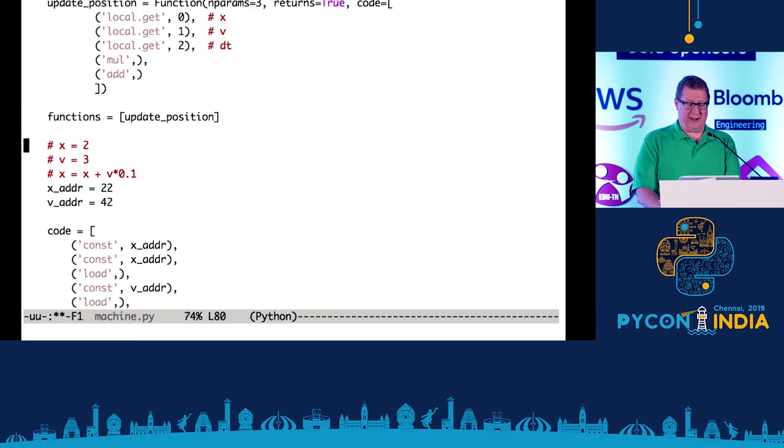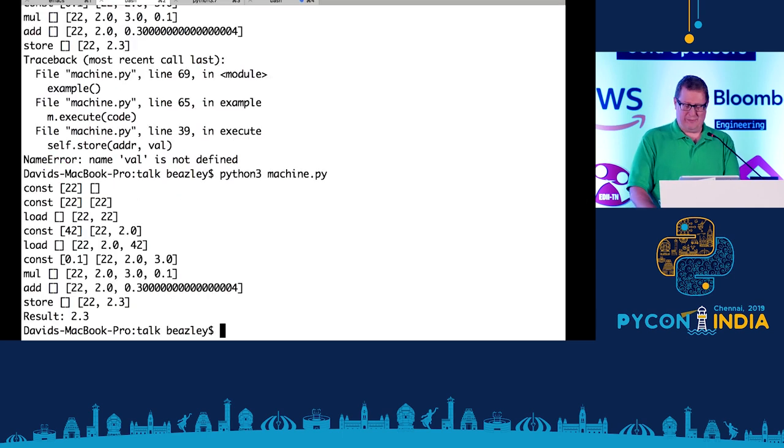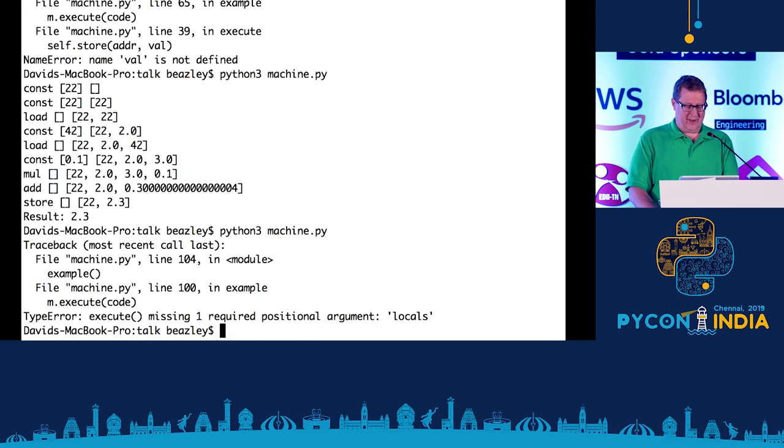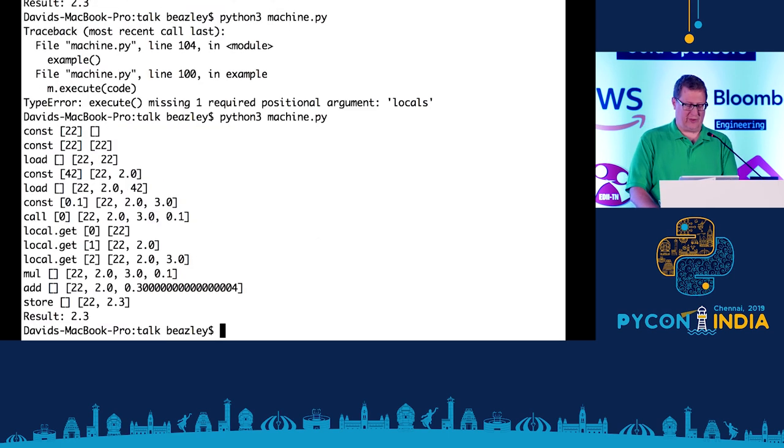Okay, so you've added things to your code there. If this is working, I'm not sure it will be, but we'll see. It should produce the same answer as it did before. Once execute takes locals, you've got to pass that third argument in there. Okay, let's try it. Okay, so we get the same answer as before.